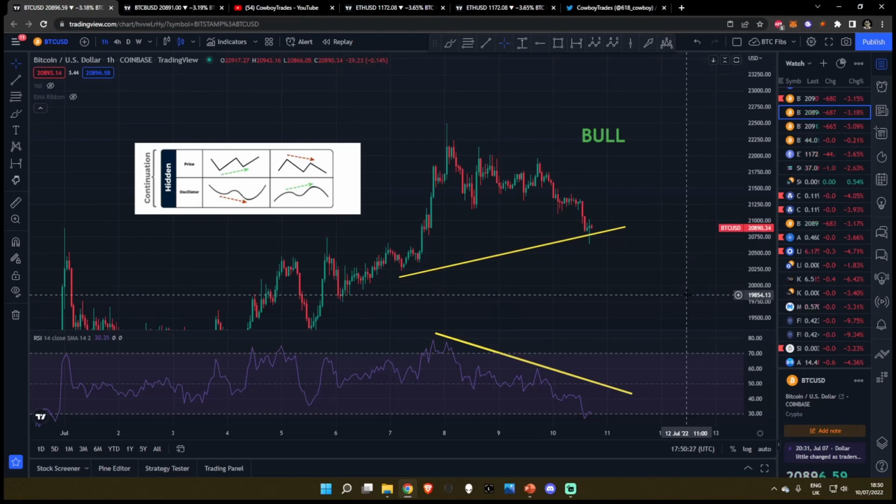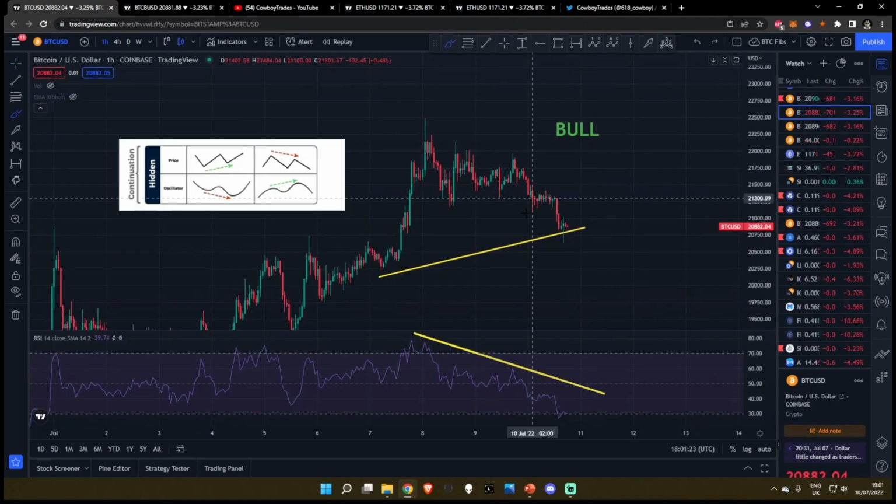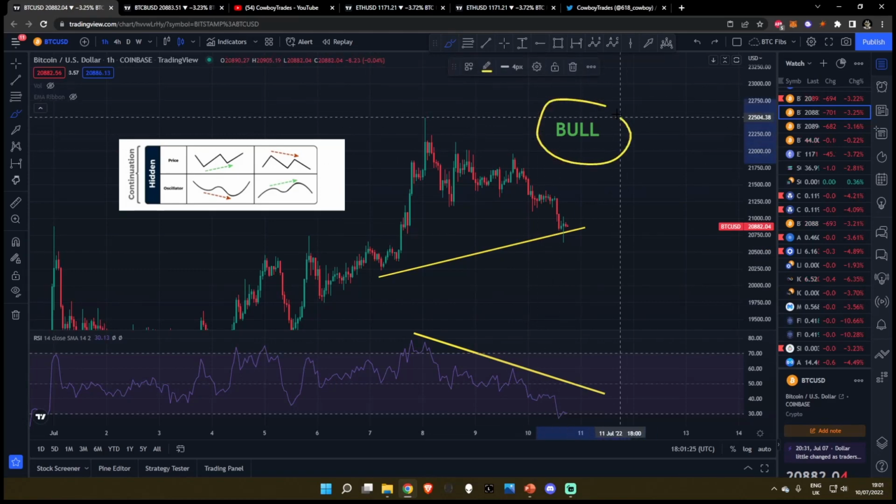With that being said, let's jump into today's episode, where we're going to be understanding and identifying both hidden bullish and hidden bearish divergences. Let's jump right in. Alright, so let's start off with hidden bullish divergence.